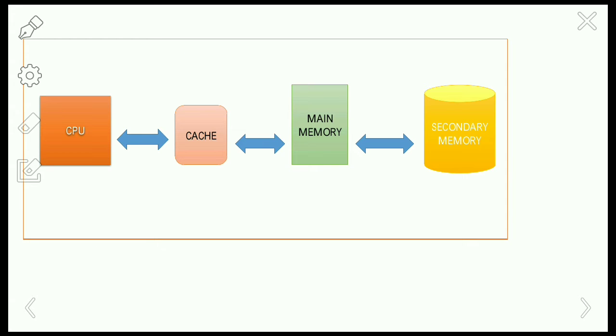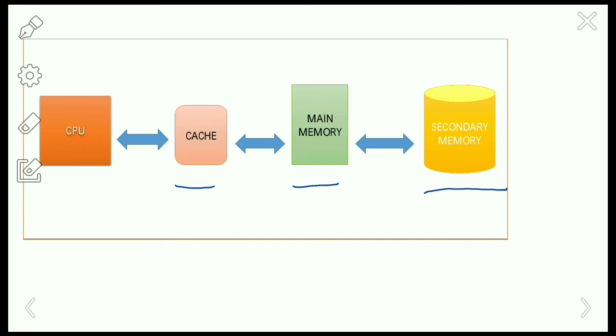This is the different types of storage devices here: CPU, cache, main memory and secondary memory. These are the different types of storage devices, and these devices will work based on the instructions given by the CPU. Suppose I want to play a music file here.